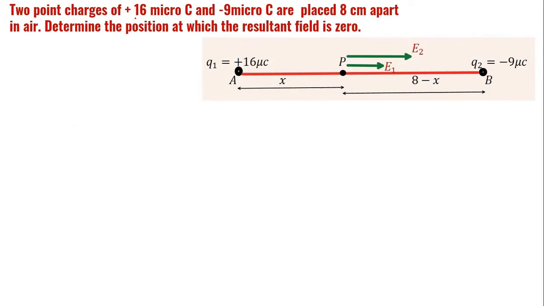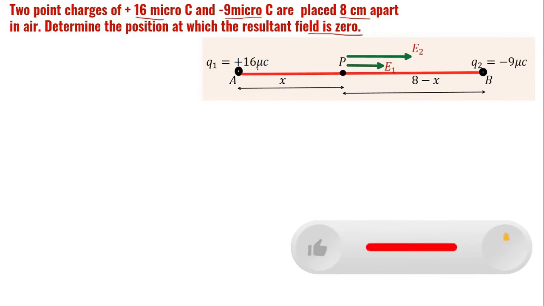The two point charges +16 microcoulomb and -9 microcoulomb are placed 8 centimeter apart in air. Determine the position at which the resultant electric field is 0. That means how to depict it? If we place +16 microcoulomb at the point A, this is Q1, and Q2, which is -9 microcoulomb, at the point B. A and B are separated at a distance of 8 centimeter in air, and P is the point where we want to compute the net electric field to be 0.